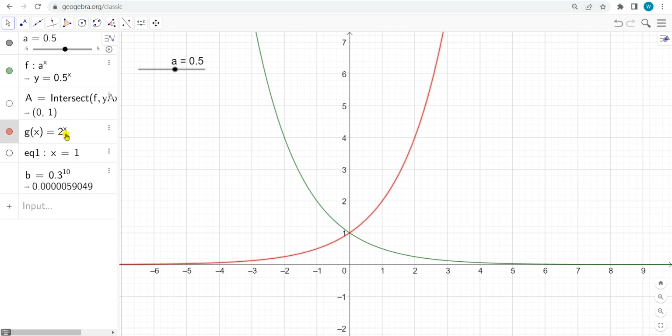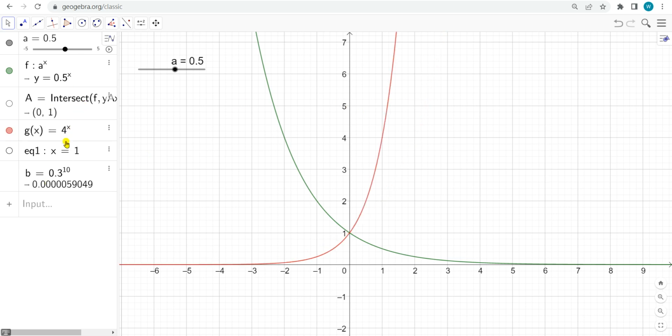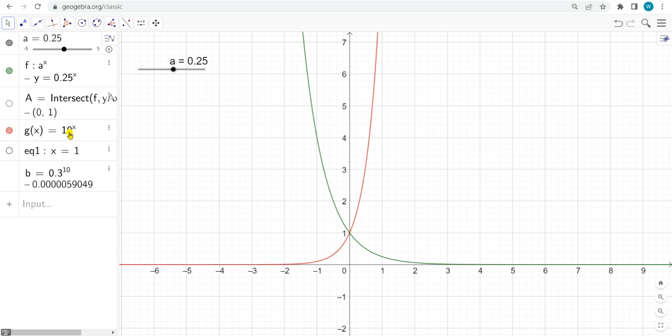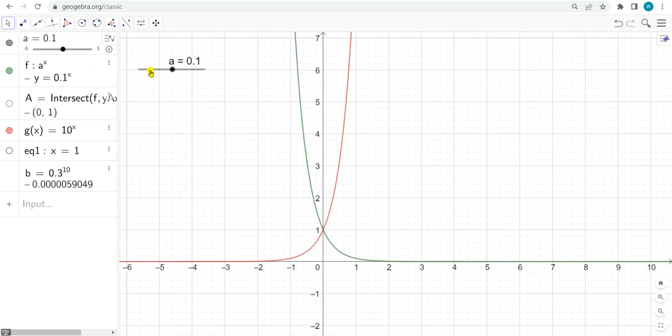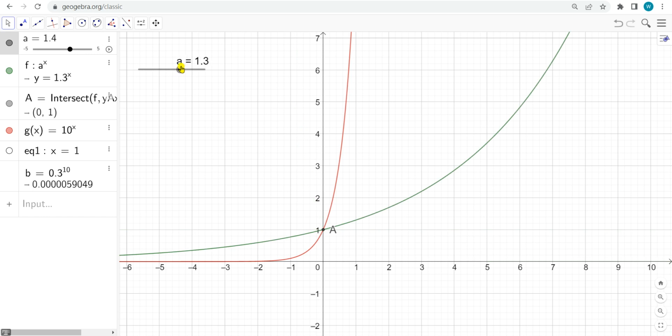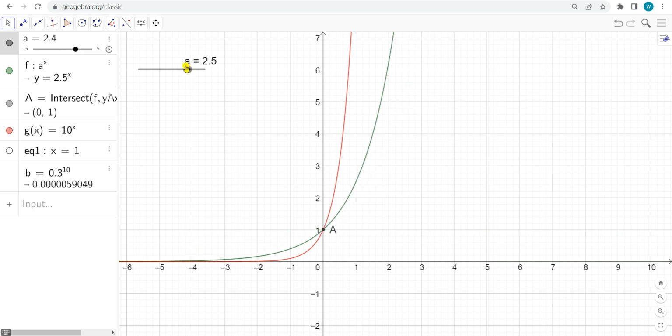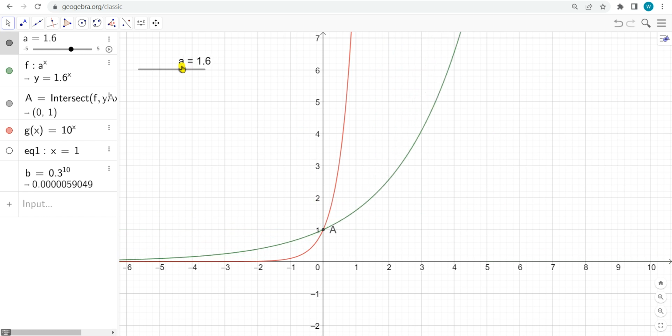So how about when a is equal to 4? Then the reflection image will be a equal to 1 over 4, that means 0.25. Or how about when g(x) has a equal to 10? Then the reflection image along the y-axis will be a equal to 0.1, 1 over 10. Okay. And finally, no matter what the value of a is, it always passes through the fixed point (0, 1). So that's the end of this video, and I hope you enjoy this.